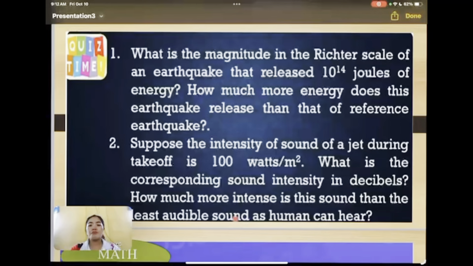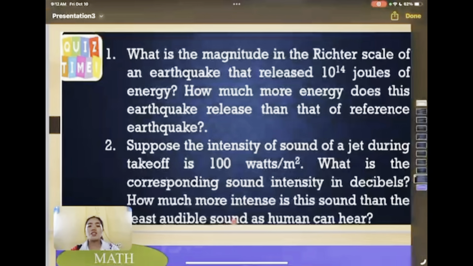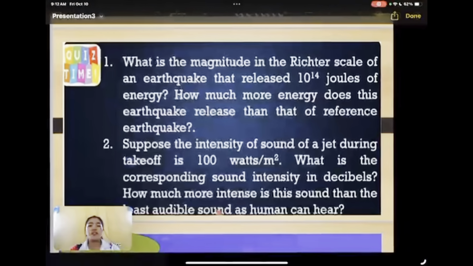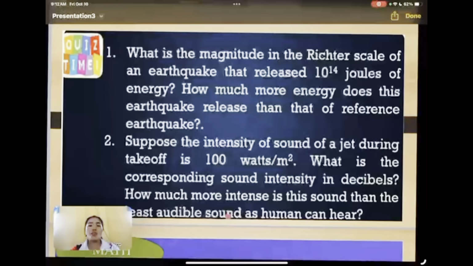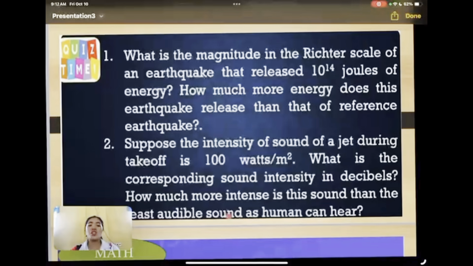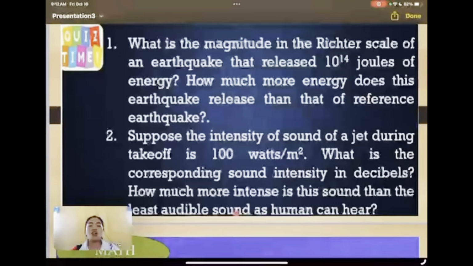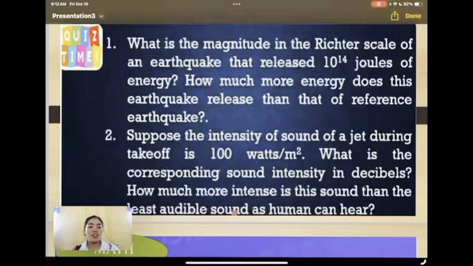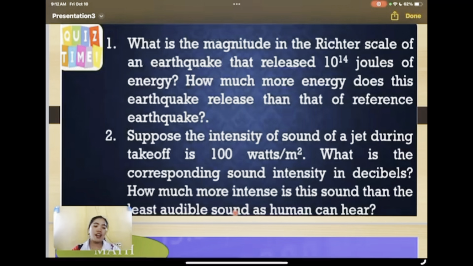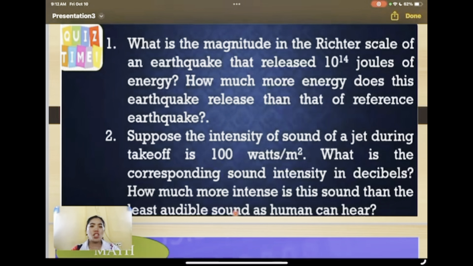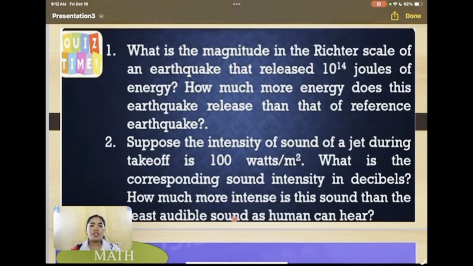Number 2, suppose the intensity of sound during takeoff is 100 watts per square meter. What is the corresponding sound intensity in decibels? Then, how much more intense is this sound than the least audible sound a human can hear? Okay, so I hope that you're going to apply the concept of logarithm in these real-life scenario problems.